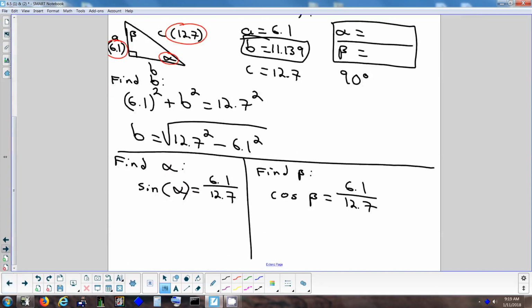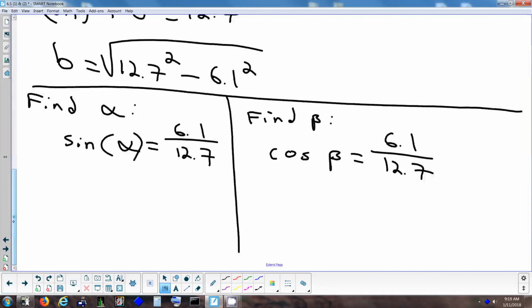Okay, so let's look at this one. So I've got sine of alpha equals 6.1 over 12.7. What's the function that cancels out sine? Arc sine or inverse sine, yep. Can you explain how I use that in this equation? I'm just looking for how you would phrase it. Take the arc sine or take the inverse sine of both sides.